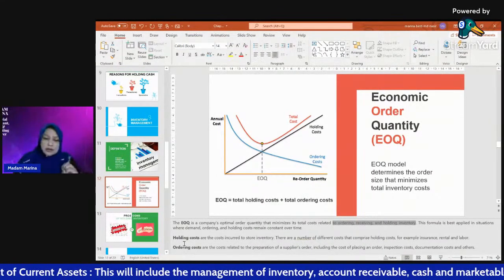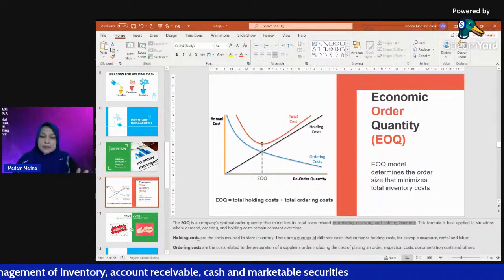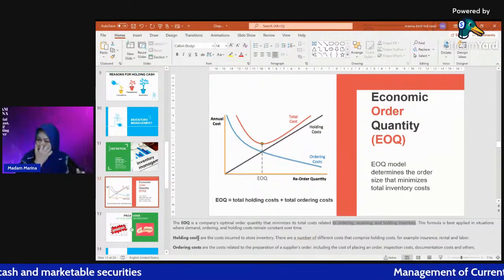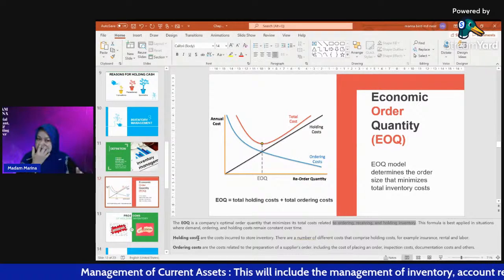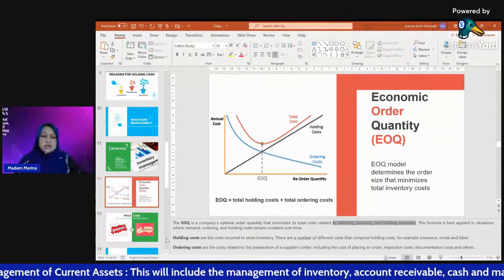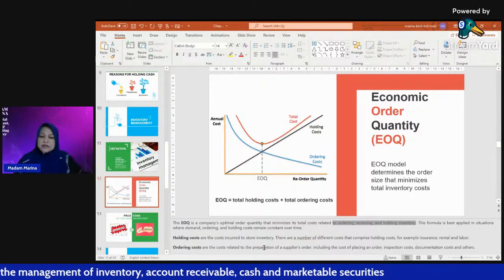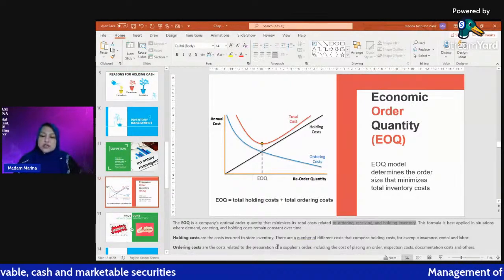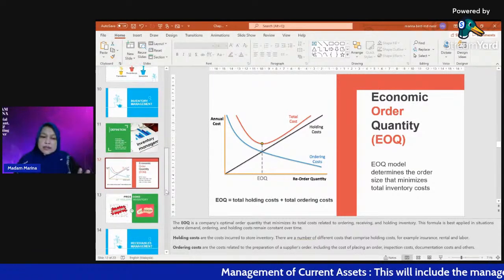Okay. What is holding cost? Holding cost and ordering cost, you already learned in the cost accounting subject, right? So this is a refresher. You have to refresh your knowledge in costing or management accounting, if I'm not mistaken. What are holding cost and ordering cost? Holding costs are the costs incurred to store the inventory. Ordering costs are the costs related to preparation of a supply order, including the cost of placing an order, inspection costs, documentation costs, and others. Right?